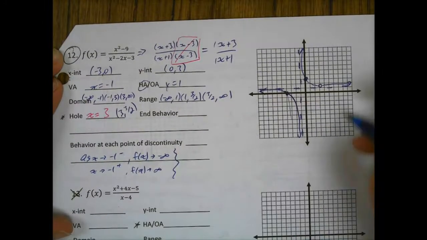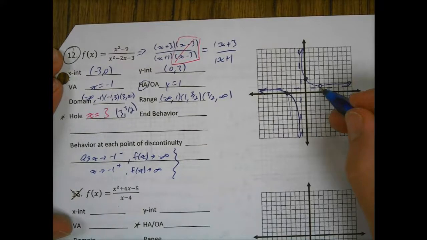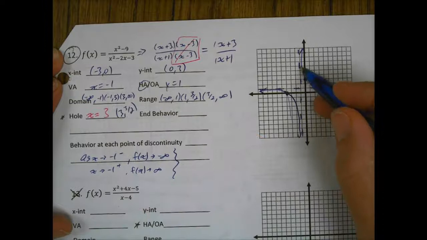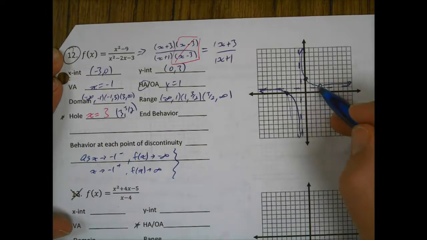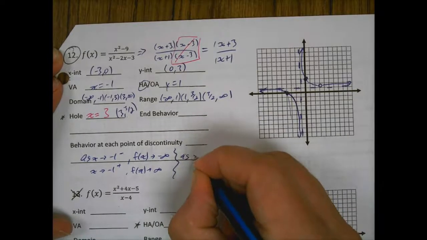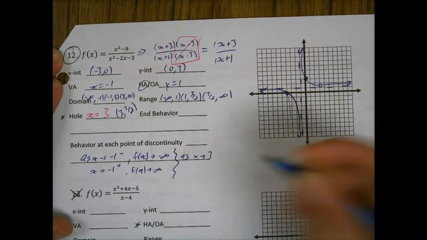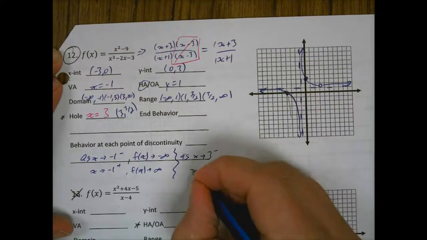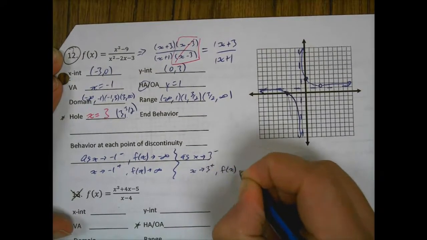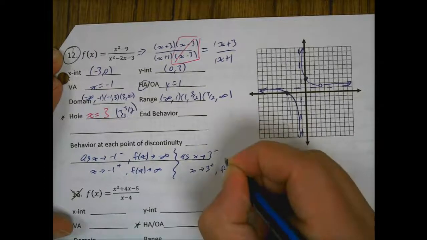Now we also have a discontinuity right here when x is 3. So we're approaching this hole. Coming from this direction, it's getting closer and closer to the y value that the hole is, which is 3 halves. And coming from this direction, it's also getting closer and closer to the y value, which is 3 halves. So in both directions, as x approaches 3 from the left and 3 from the right, our y value is approaching 3 over 2.